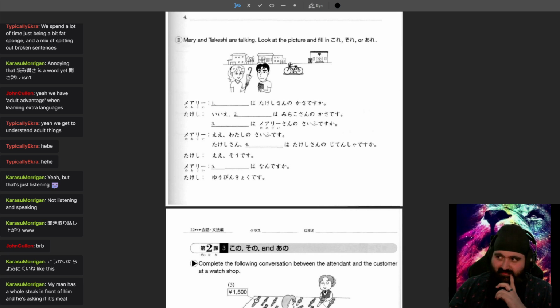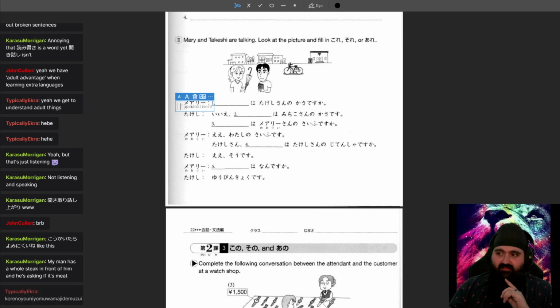Okay, Mary and Takashi are talking, finally. Look at the picture and fill in kore, sore, are. Perfect. Mary's talking, right? It's important to note that Mary is speaking. Blank wa Takeshi-san no kasa desu ka? Takeshi-san no kasa desu ka?